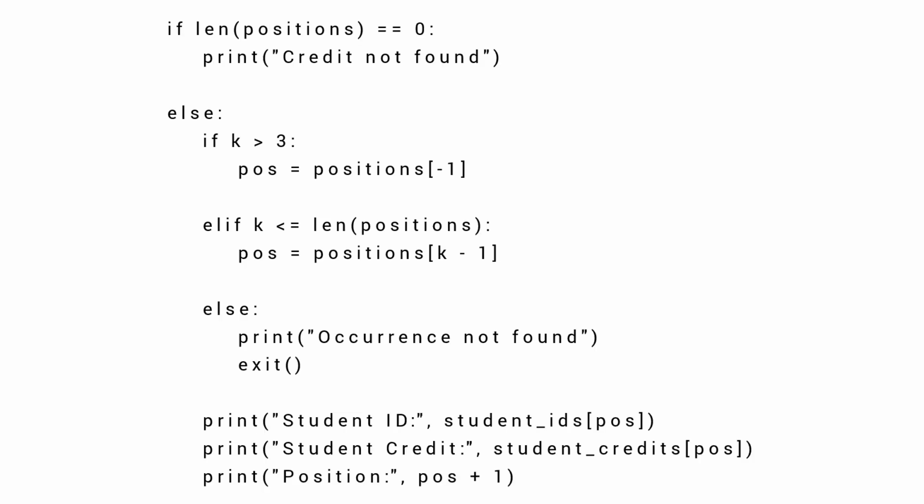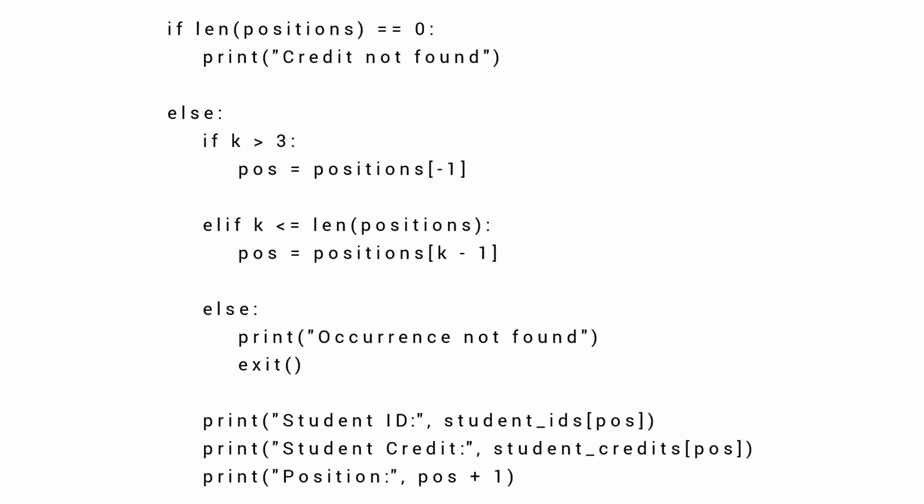After that I check whether the length of the position list is 0 or not, like whether that credit is present inside the student credits or not. If it is equal to 0, then that means that credit is not present, so credit not found. Then they also gave some conditions, like if the k value is greater than 3, we have to display the last position of the credit. So I use an if condition.